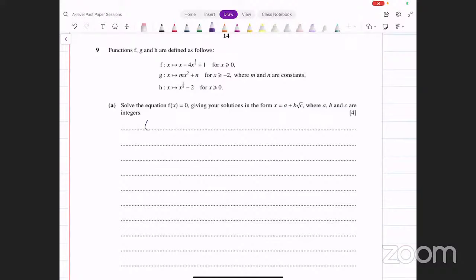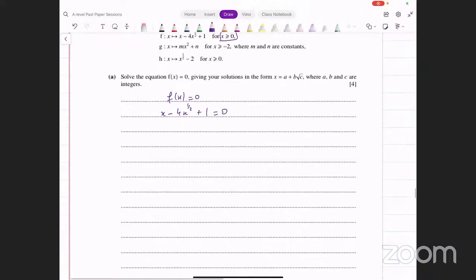So that's basically x minus 4x raised to the power 1/2 plus 1 equals 0. Domain दी हुई है, so we have to be careful about that. X greater than or equal to 0. We have to solve this equation. Now, this is a simple quadratic question. आपने क्या करना है? Powers आपकी ratio में 2:1 में. This is 1.